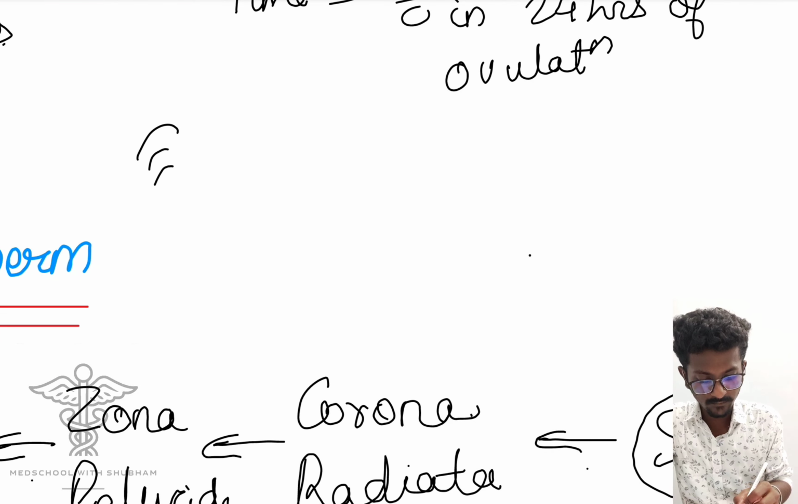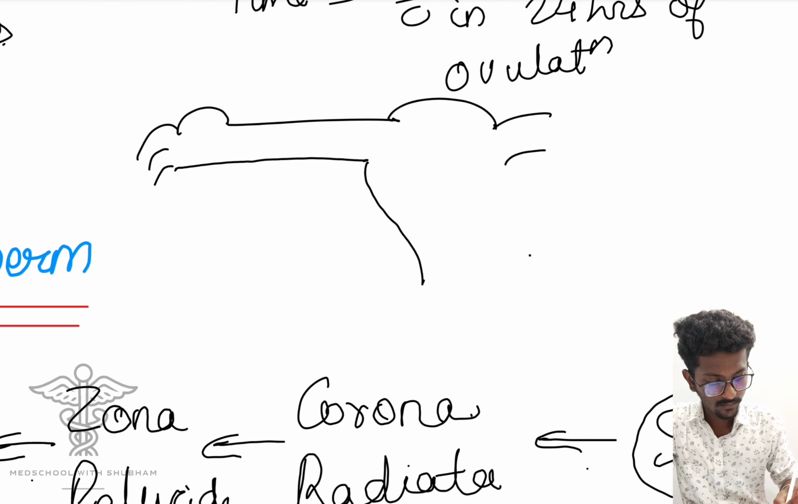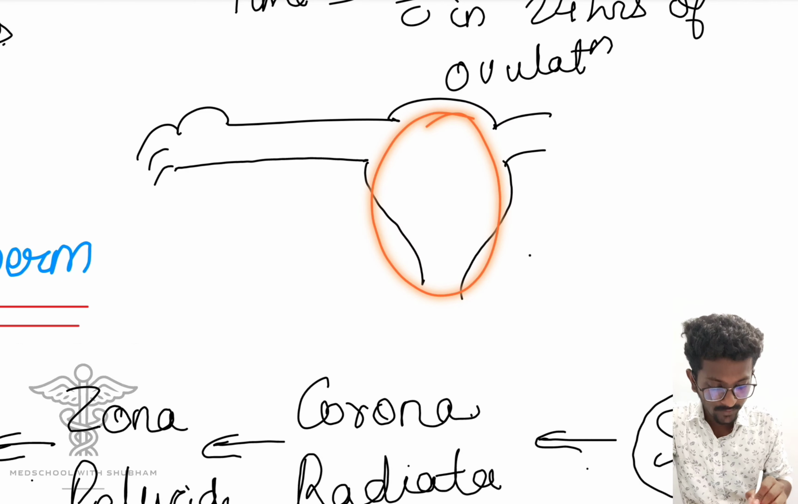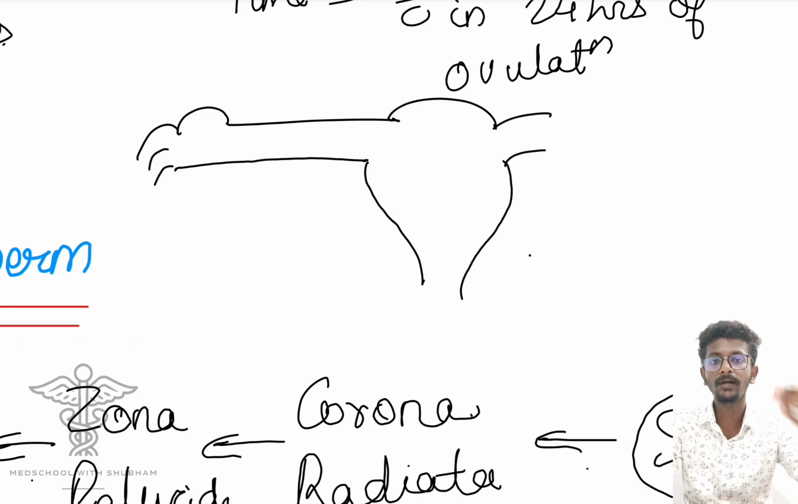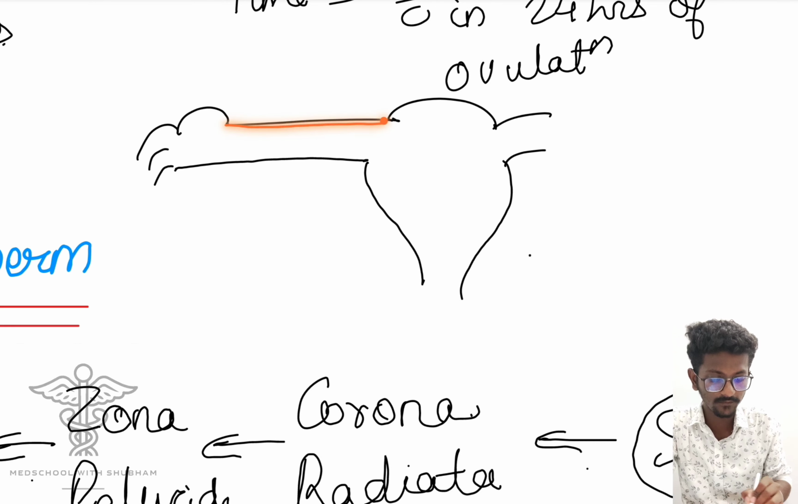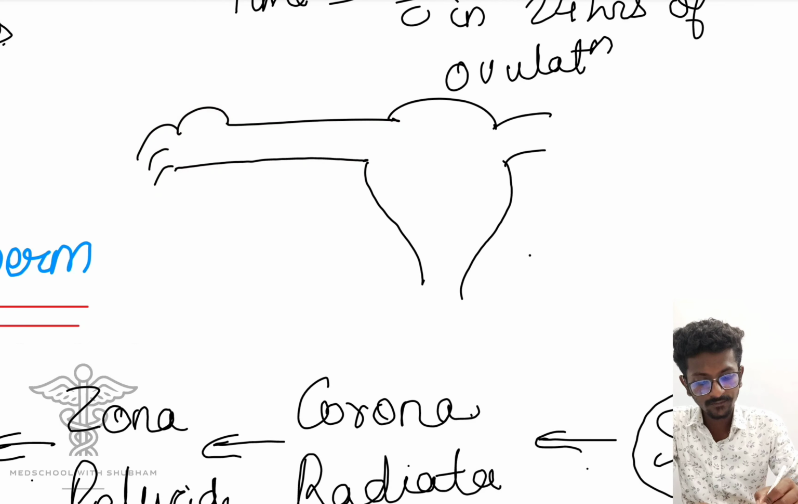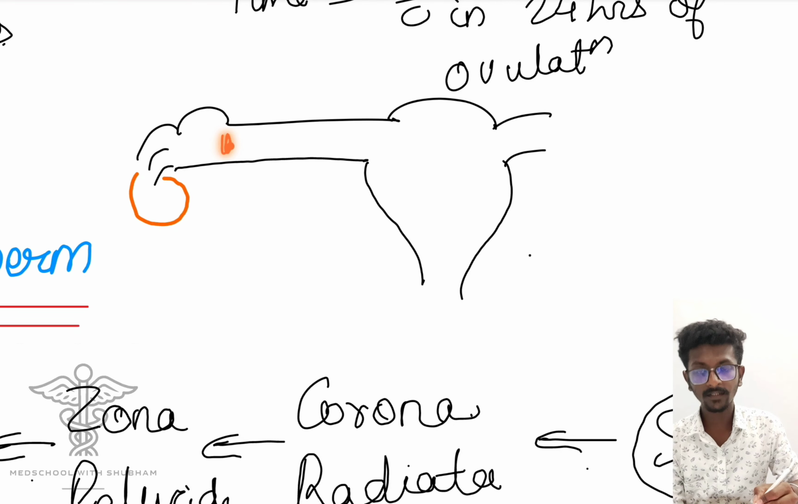These are the fimbriae, the ampulla, the isthmus, and this is the uterus. So this is the uterus part and the entire thing is the fallopian tube. There are three parts of the fallopian tube. This is the isthmus, this is the ampulla, and this is the fimbriae part of the fallopian tube. To this fimbriae part we have the ovum attached, and this is the ampulo-isthmic junction.